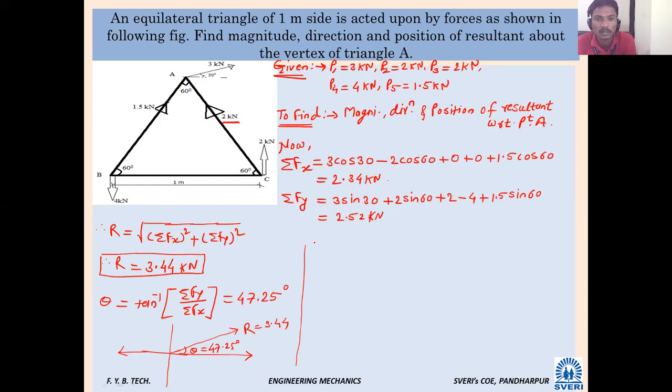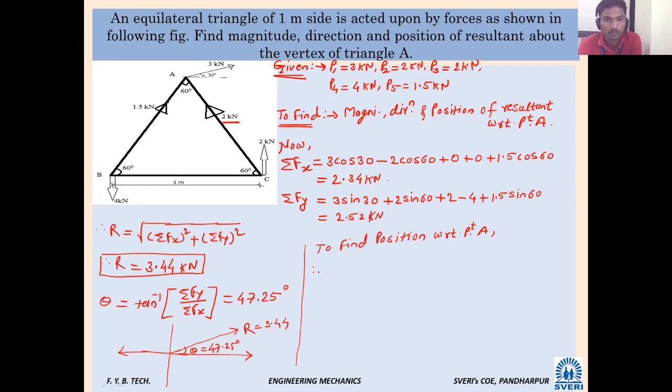Now what are we supposed to find? What do we have to find? The position or location of the resultant. With respect to what point? Point A. To find the position with respect to point A.